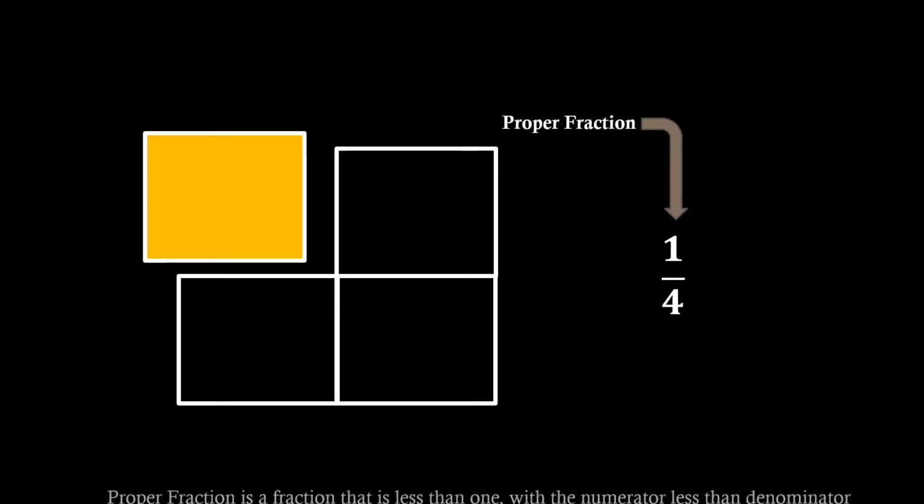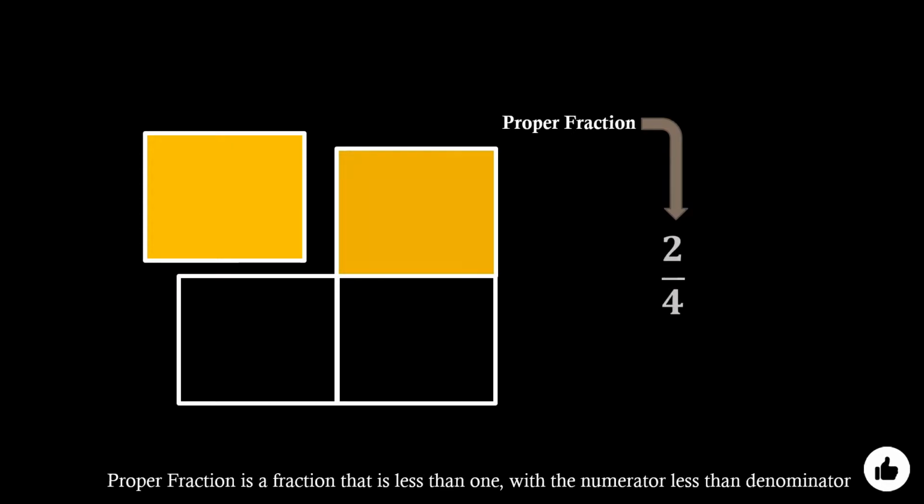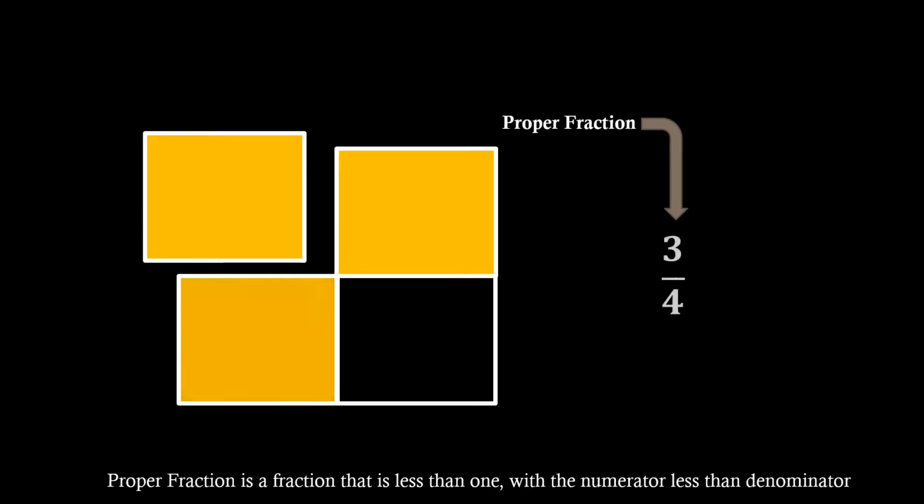Now, this type of fraction, 1 over 4, is called a proper fraction. A proper fraction is a fraction that is less than 1 with the numerator less than the denominator. So 1 over 4 is a proper fraction, 2 over 4, which simplifies to 1 over 2, is a proper fraction, and 3 over 4 is a proper fraction.